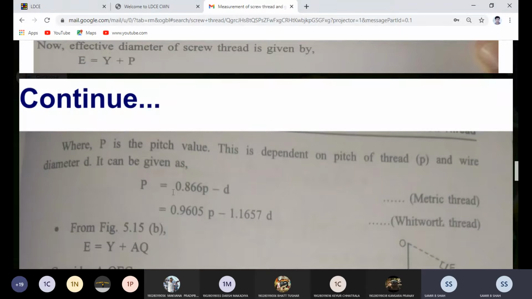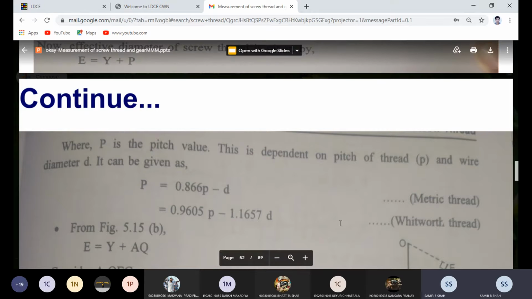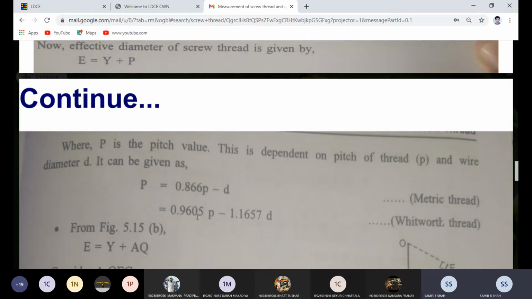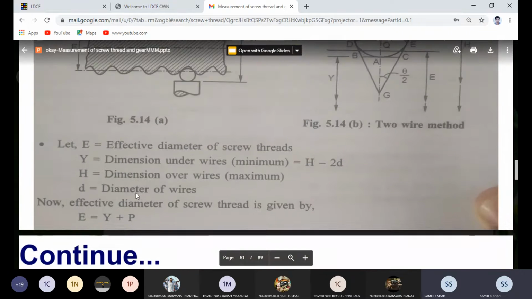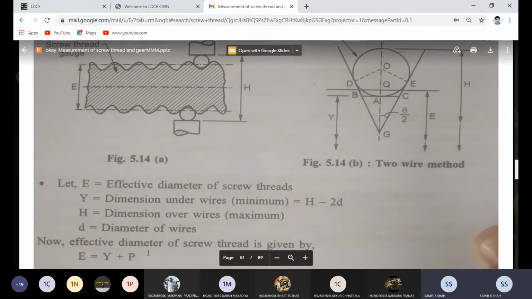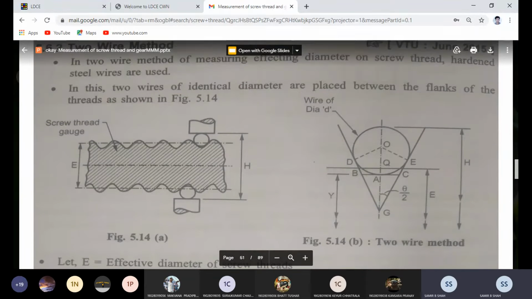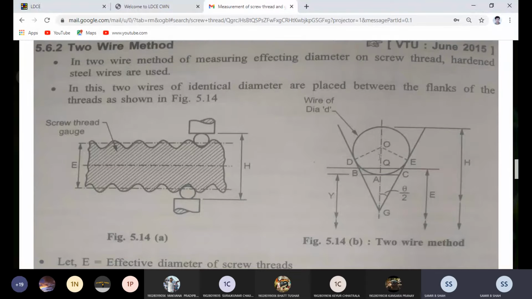P we are getting with the help of 0.866p minus small d if it is the metric thread, and if it is the Whitworth thread, then the equation is different, that is 0.9605p minus 1.1657d, where small p is the pitch of the screw thread, and small d, as I discussed, is the diameter of the wire. Okay, so we initially find P from that equation, and now the remaining thing, Y, we have to find.